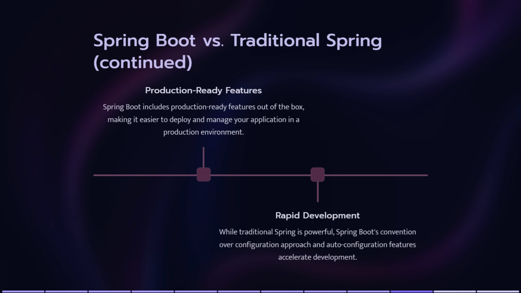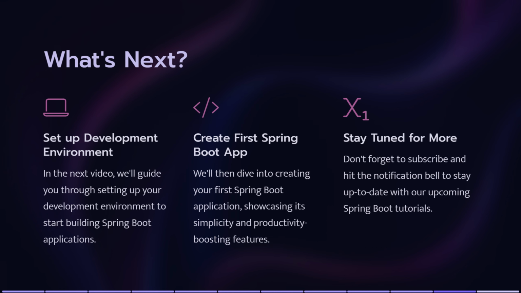We have already discussed how Spring Boot helps with production-ready features and rapid development, which was not feasible with traditional Spring applications. Now, just to summarize, while traditional Spring provides a lot of flexibility and control, Spring Boot focuses on simplicity, rapid development, and production readiness, making it an excellent choice for modern application development. That's it for our introduction to Spring Boot. We hope this video helped you understand what Spring Boot is and why you should use it. We have seen its key features and benefits and how it compares to traditional Spring applications.